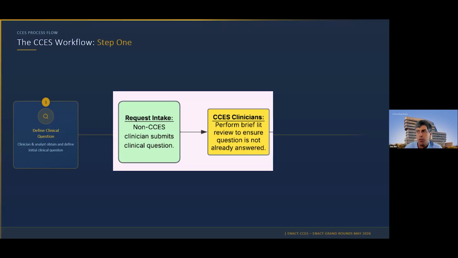Then the other thing we'll do is a brief lit review to ensure that this question is not already answered. So if you come to us and say, hey, what is an appropriate initial antihypertensive to give to my patient in general, we'll say, hey, there's a trial out there that already looks at that. You can go look at the ALLHAT trial, which should give you your answer and not us. So we'll do a brief lit search. If there's some literature that directly answers the question, we'll get back to the clinician and say, here's what you should maybe be looking at instead of looking at this real world data.